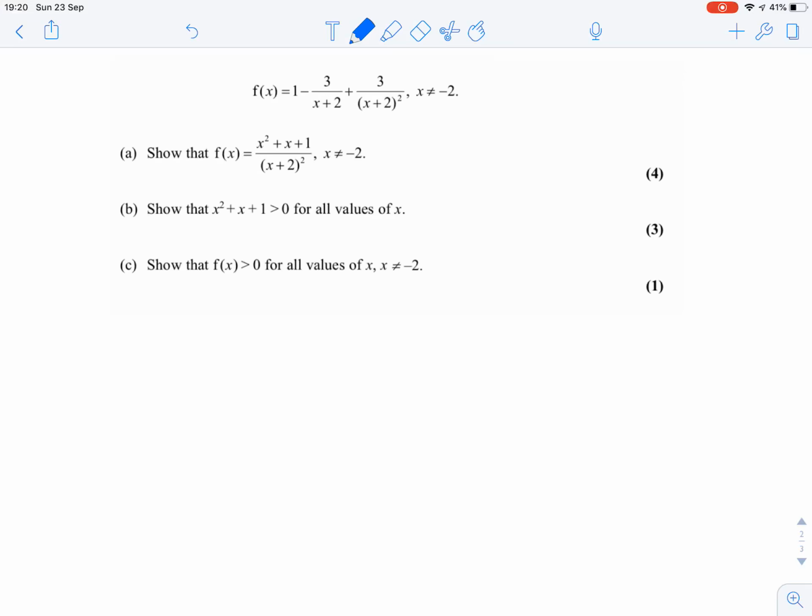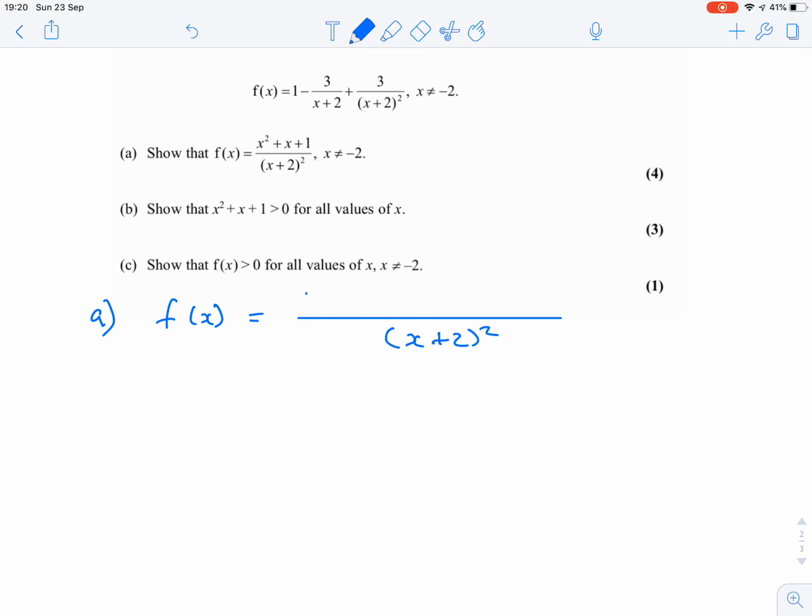Show that f(x) is equal to (x squared plus x plus 1) over (x plus 2) squared. So this first part of the question is about putting these three terms on a common denominator, and that common denominator is (x plus 2) squared. Now the first term 1 can be considered 1 over 1, so we've multiplied the denominator by (x plus 2) squared. We need to do the same to the numerator.